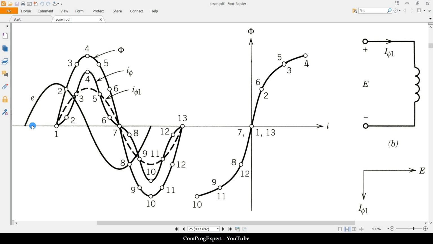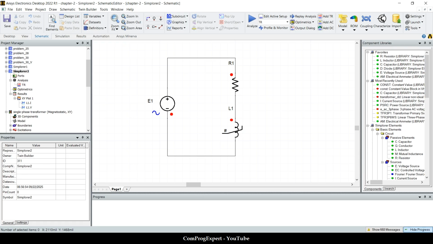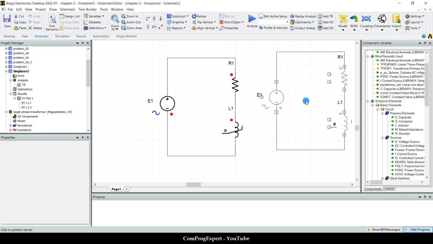Here, if we apply a sinusoidal voltage, we will have a sinusoidal flux and we will have a non-sinusoidal current. So we can do the reverse. If we apply a sinusoidal current, we will have a non-sinusoidal flux and a non-sinusoidal voltage. So let's do that. I can copy this.